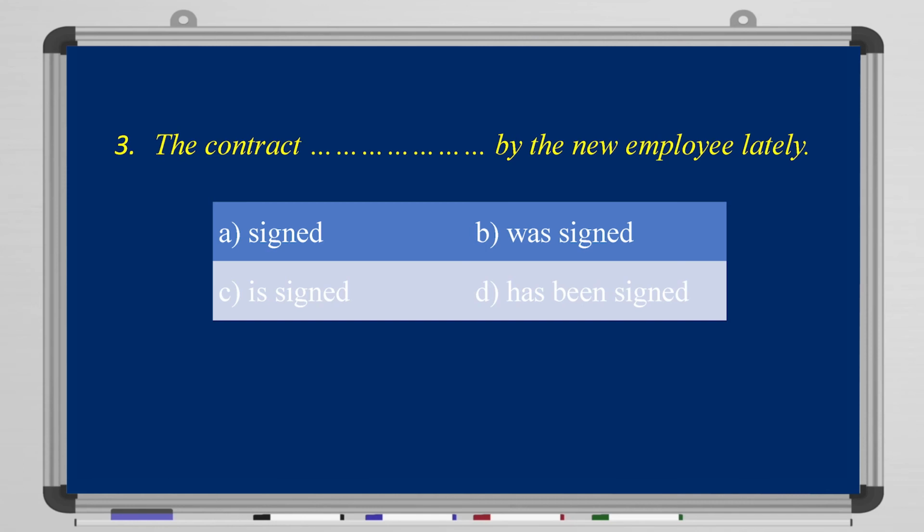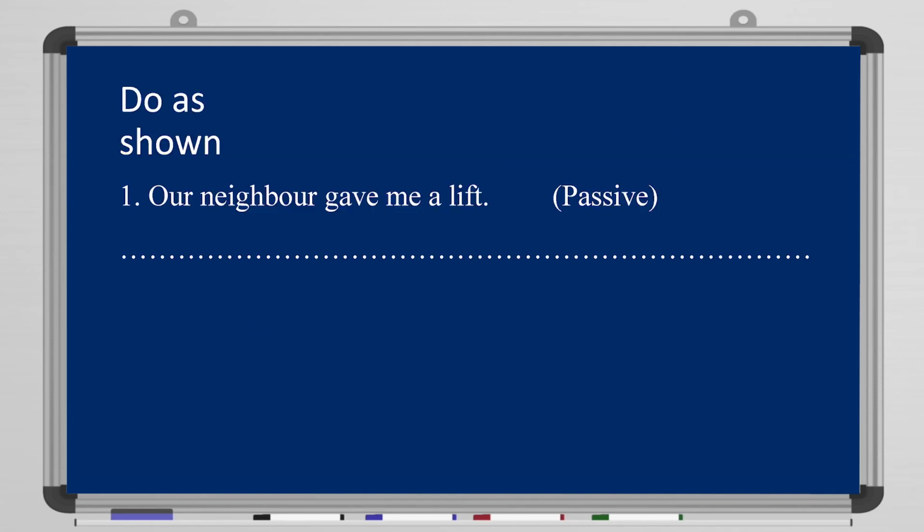So what is it? What do we choose? Has been signed. Very good. Excellent. Now, what I want you to do is this do as shown question.